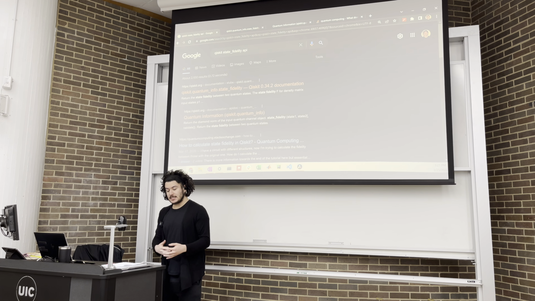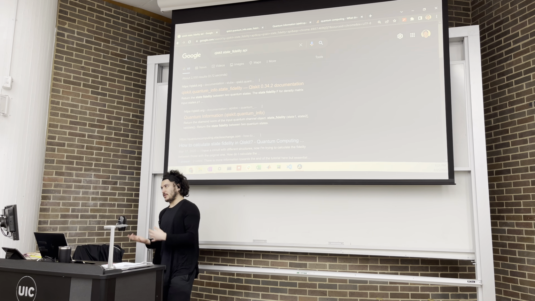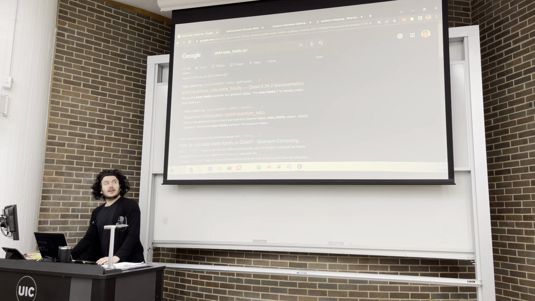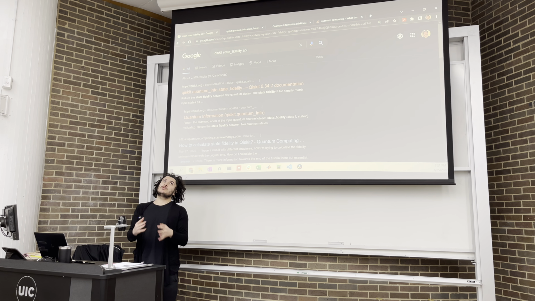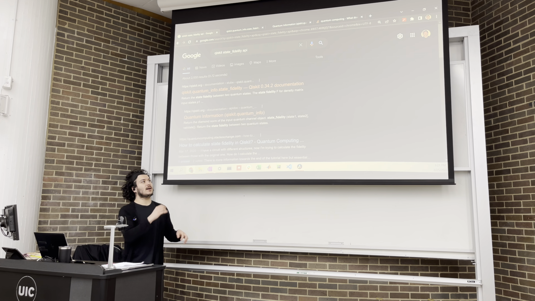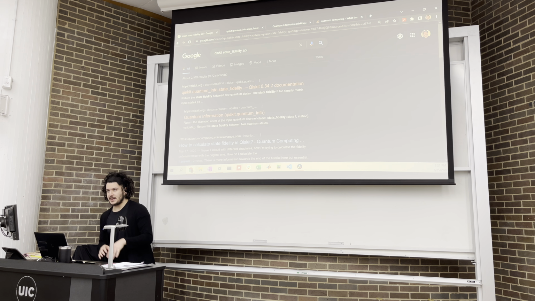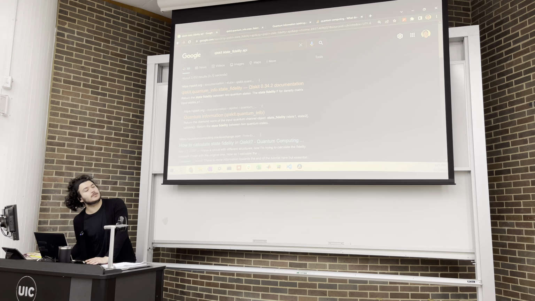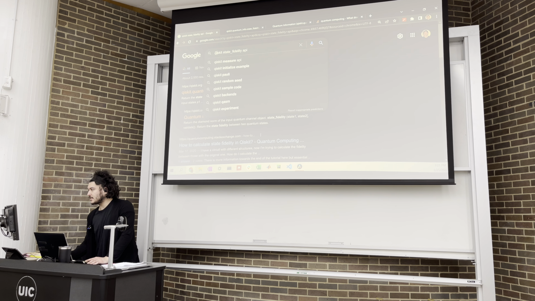So that's one I had to memorize. State fidelity doesn't work with operators. I just had to memorize that. So here we see what we do when we have questions about this type of stuff. We type in Qiskit, the thing we're wondering about, and then API. So here I typed in, I don't know if I can zoom, yeah, it looks pretty good. Qiskit state underscore fidelity API. And here are the results.